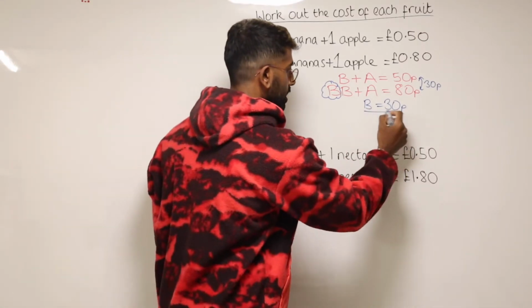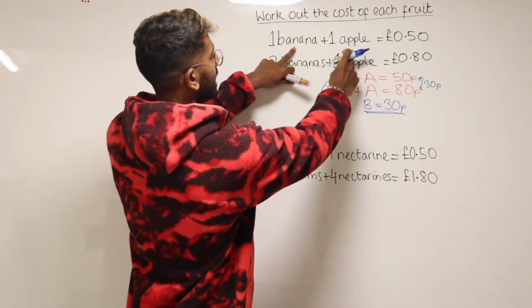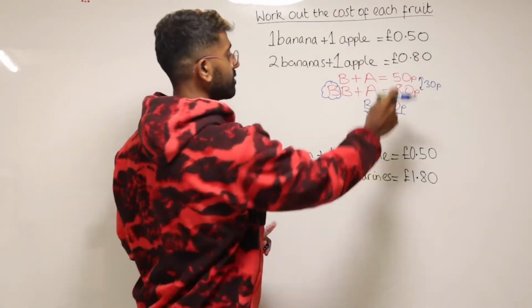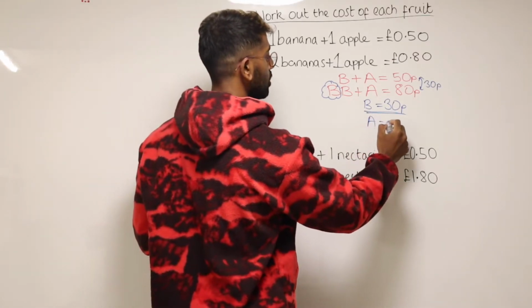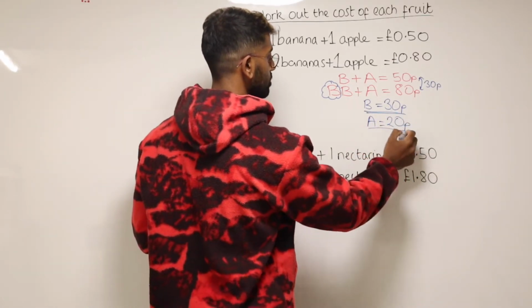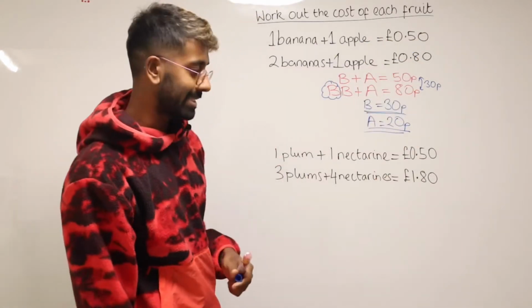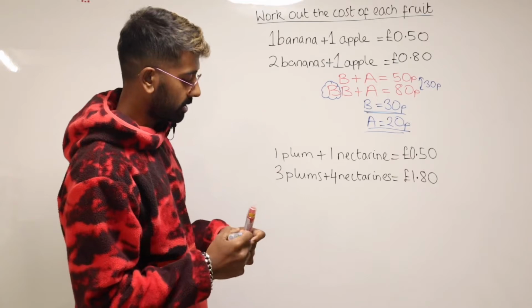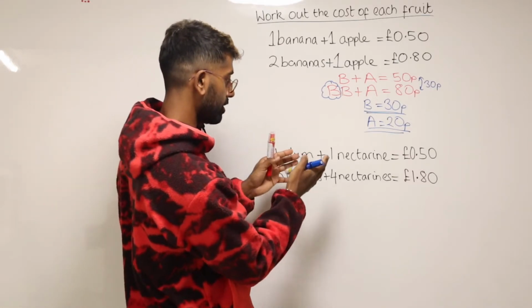And now if we know that a banana costs 30 pence, we know a banana and apple together is 50 pence. And so to work out the price of an apple, that would just be 20p because 30 plus 20 would give me 50 pence. And that's the first one done. Now we can do something very similar with the next one.